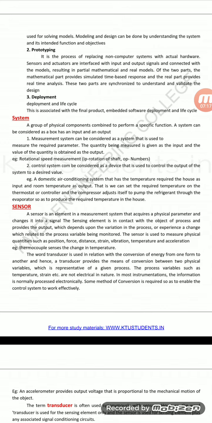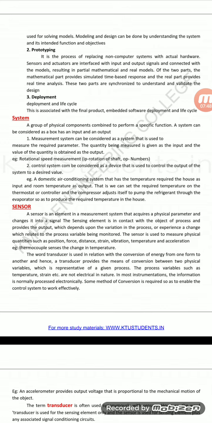Next, a measurement system can be considered as a system that is used to measure the required parameter or quantity being measured, given to input and output, and the value of the quantity obtained is shown on the output device. So when designing a product, we consider size, flexibility, cost, product value, each and everything. Next, go for the second point.